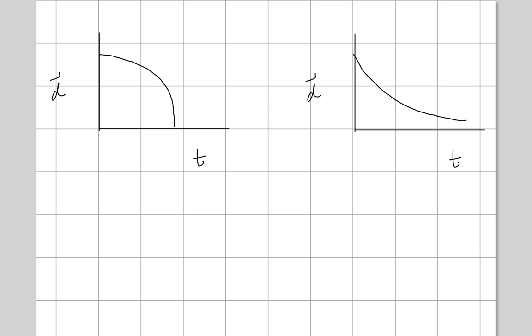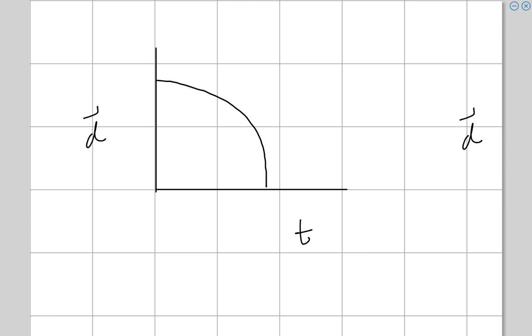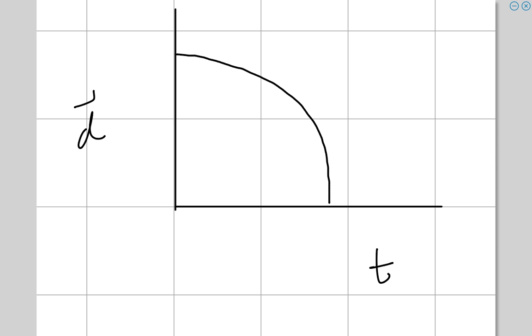Which one of those objects is moving faster? Can you tell? I don't know if we can look at them together. Why don't we look at one individually? Good. Does this one start off slow and become fast, or does it start off fast and become slow?